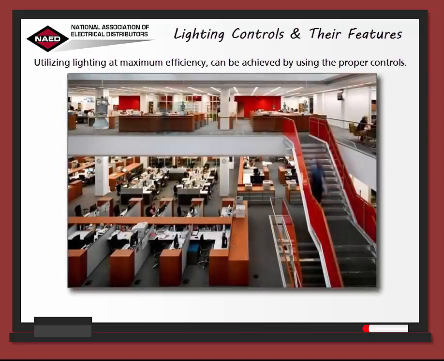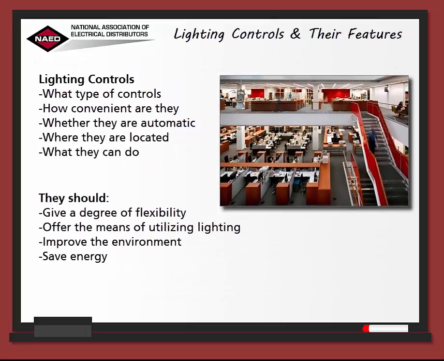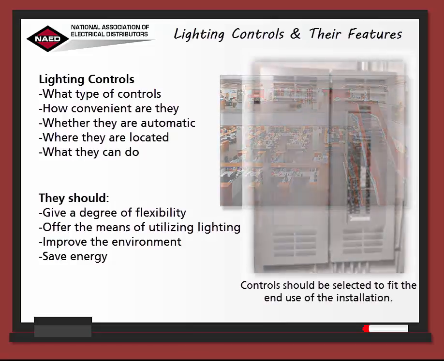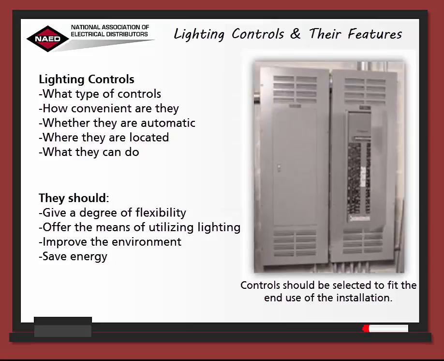Utilizing lighting at maximum efficiency with the illumination levels necessary to do the job can be achieved by selecting and using the proper controls. What type of controls, how convenient they are, whether or not they are automatic, where they are located, and what they can do have a vast influence on how effectively the energy required for lighting is being used. Controls should be selected to fit the end use of the installation.